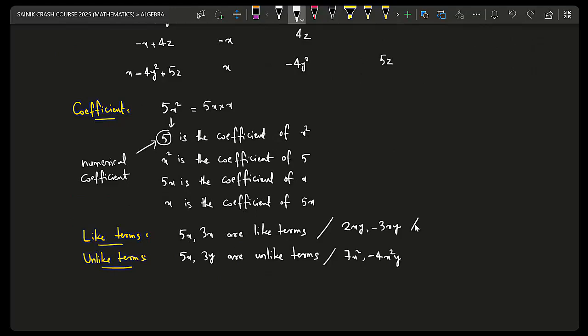We'll take one more example of like terms: 2x square and 3x square are like terms. And here we can take 3x cube y and 4xy. So here the variable parts are different. They are called unlike terms.